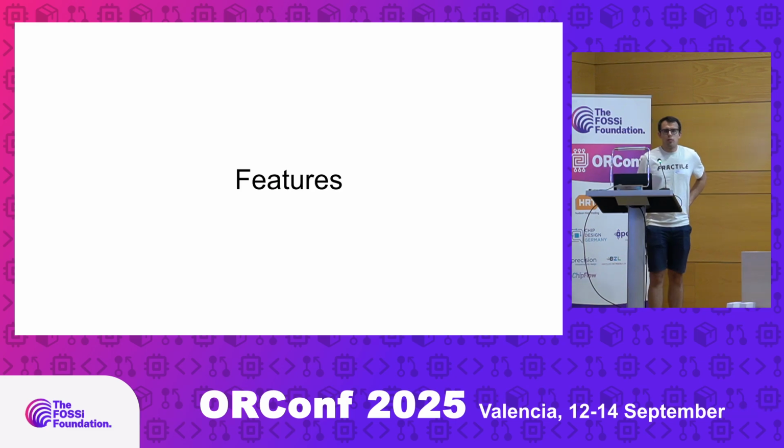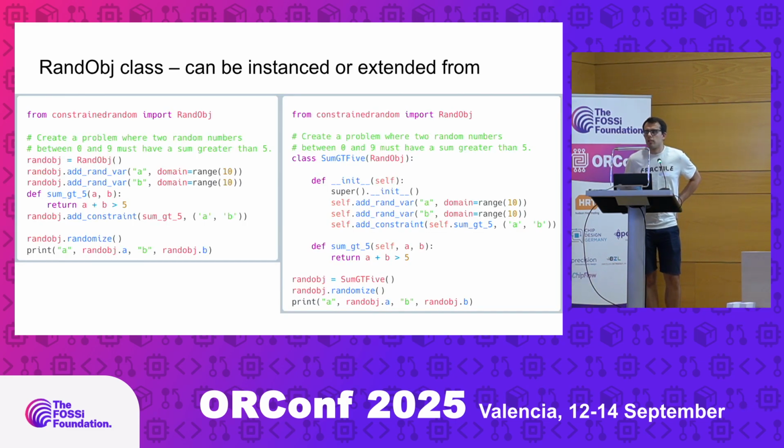I'll quickly whiz through the features. You can read the code in the slides later. With randobj, the class can be either extended from or just instanced and used. On the right-hand side is it being extended from. In that case, you can apply any kind of normal object-oriented patterns that you'd expect to be able to apply.